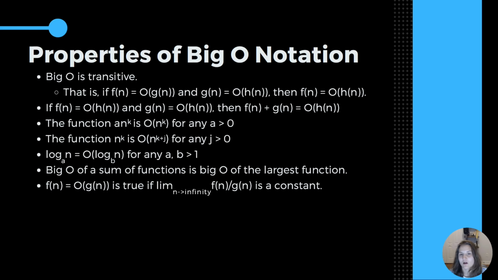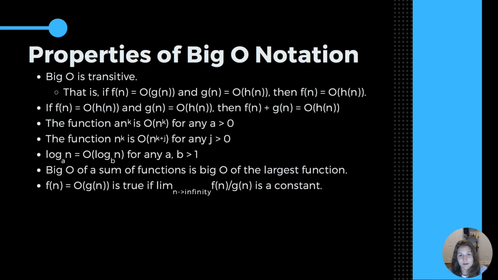Now let's look at our properties of Big O notation. First of all, Big O is transitive. That means that if f of n is equal to O of g of n, and g of n is equal to the Big O notation of h of n, then f of n equals the Big O of h of n.